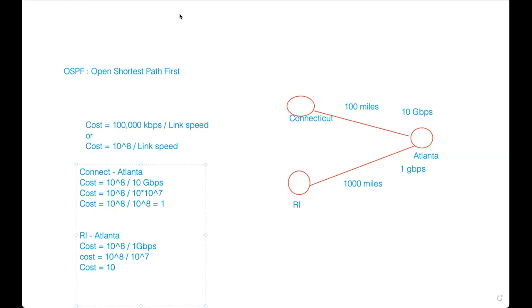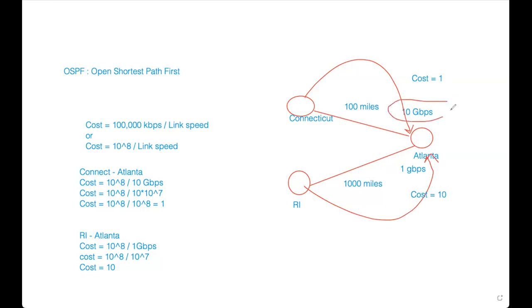So from Connecticut to Atlanta, the OSPF cost is equal to 1. And from here to here, the cost is equal to 10. Which one is preferred, guys? Cost 1, because it is less compared to the cost 10. Lower the cost, higher the preference because of the link speed, right?